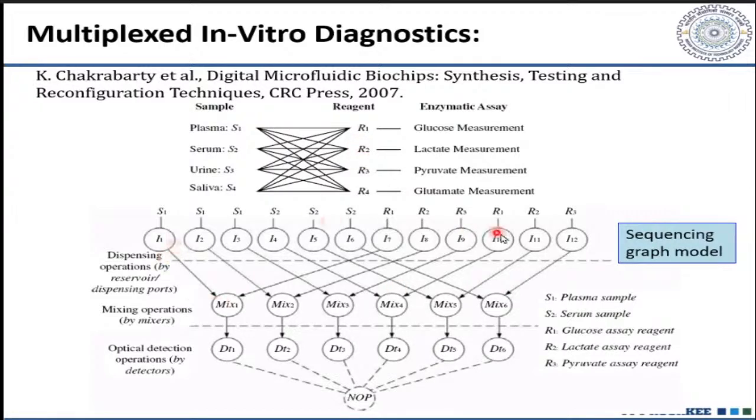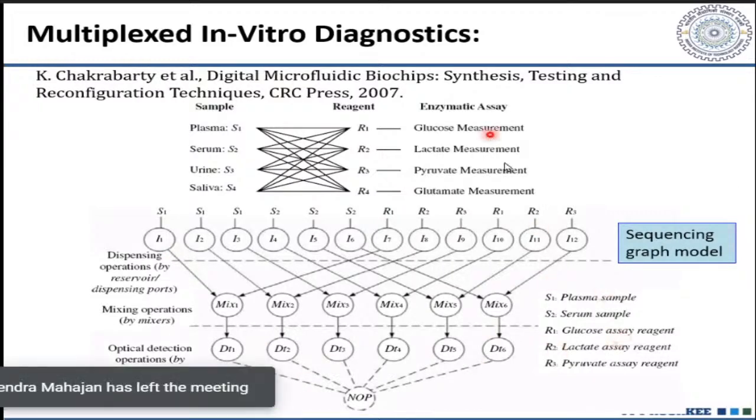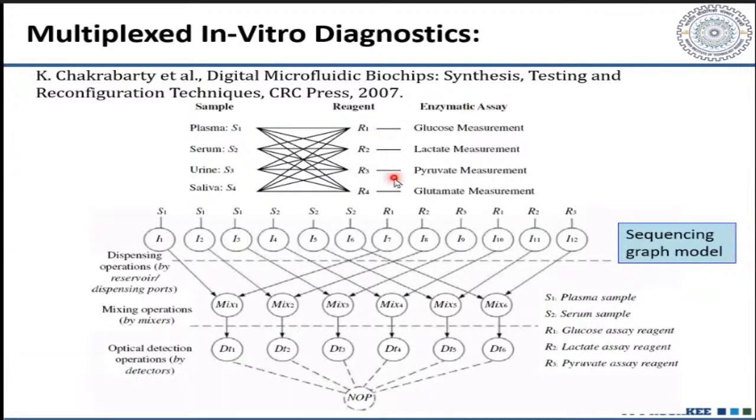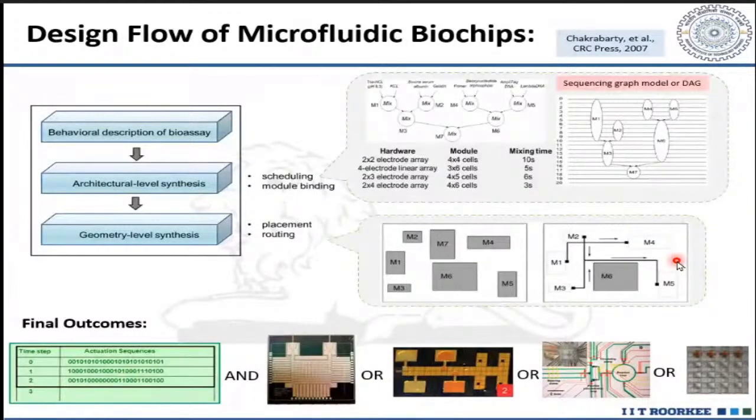So by this, you can think of this as a sequencing graph, and you have to do all these operations to get the measurement. In this figure, only 2 samples have been taken and 3 different reagents to run 3 different enzymatic assays. For that, this is the graph. This is also called a directed acyclic graph, or a sequencing graph model. This is how the input is modeled for solving the problem on a computer. Okay, after going to the computer, you take the input and then run your algorithm. So now you understand that this is the graph.